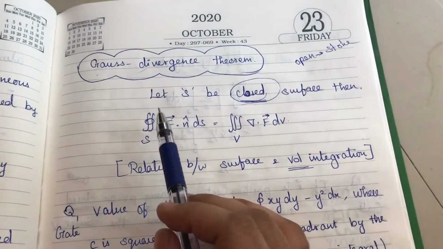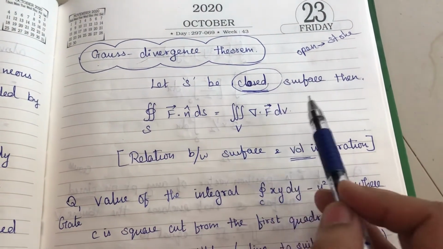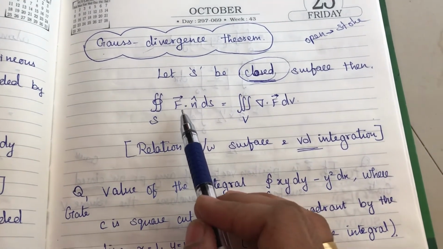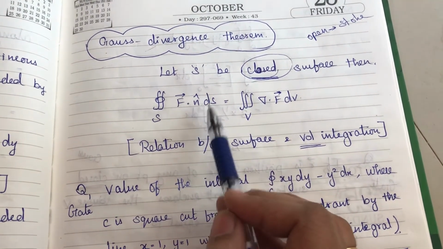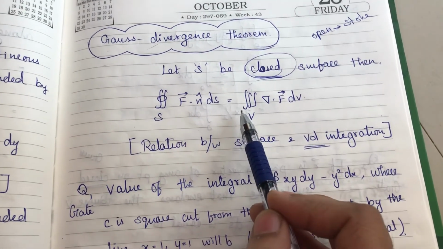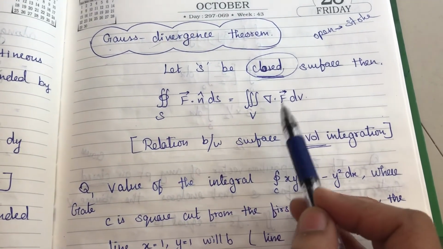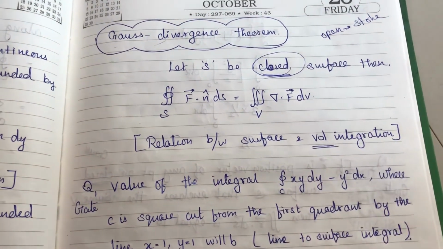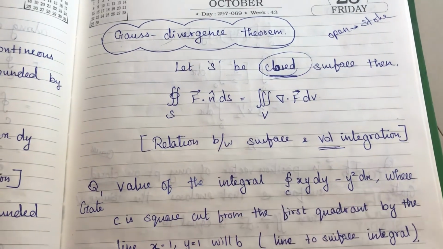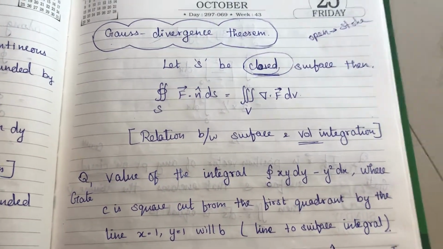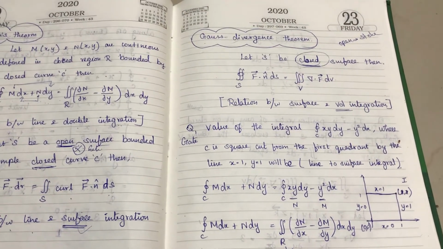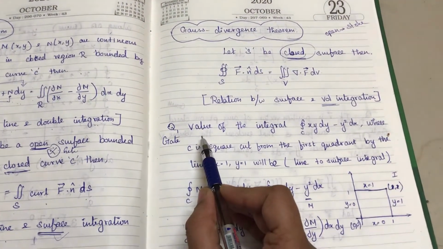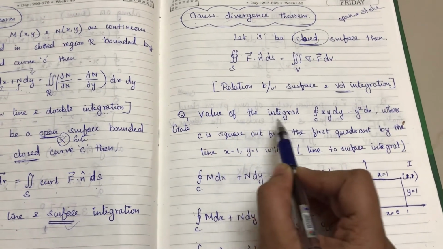Okay. So let S be a closed surface. Then the double integral of f vector dot n cap ds will be equal to del dot f vector into dv. So del dot f vector into dv. This is the formula, a double to triple integral. Okay, so let's see some problems related to these three theorems. The first question is the value of the integral.